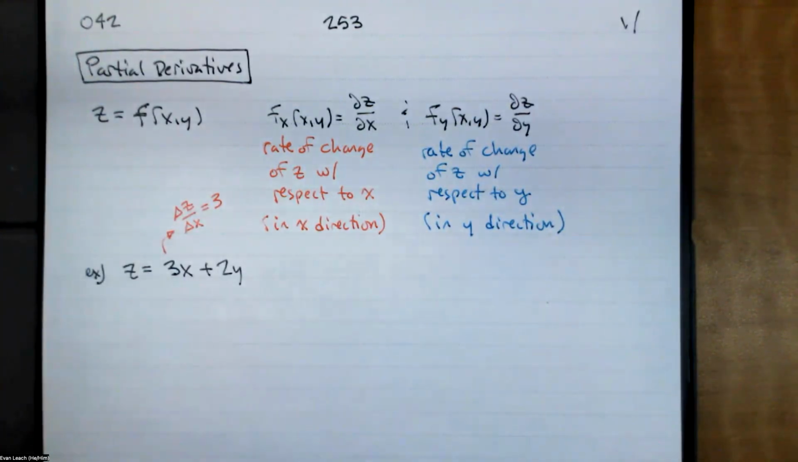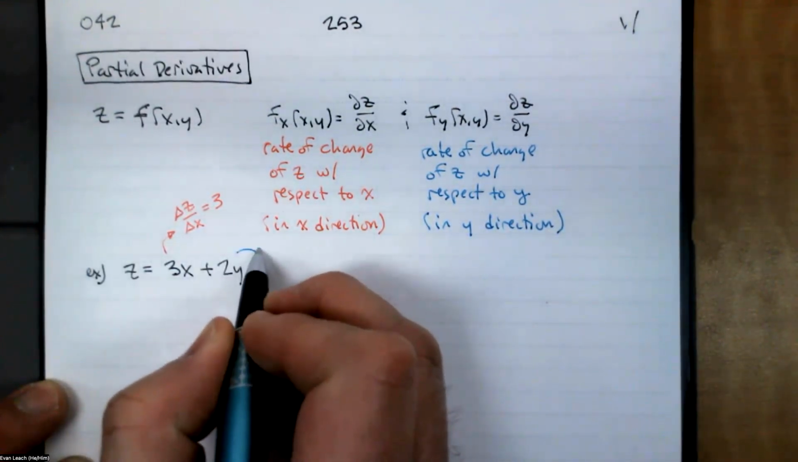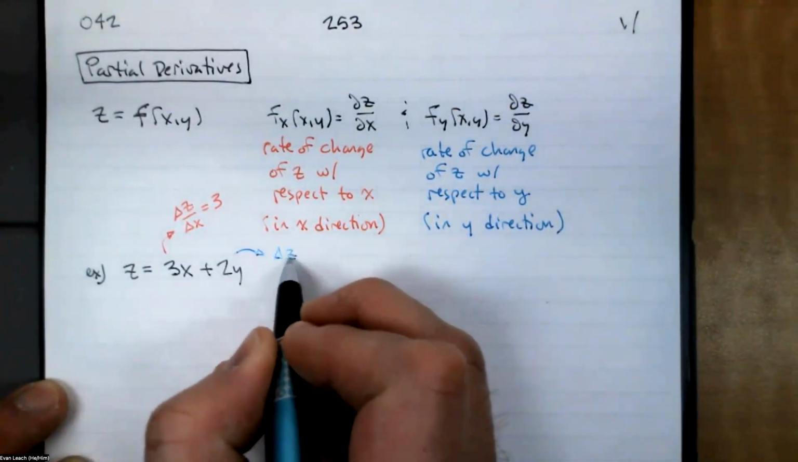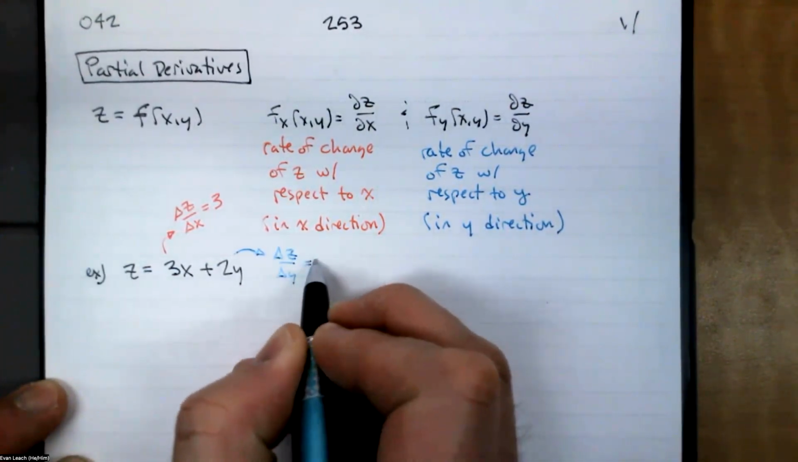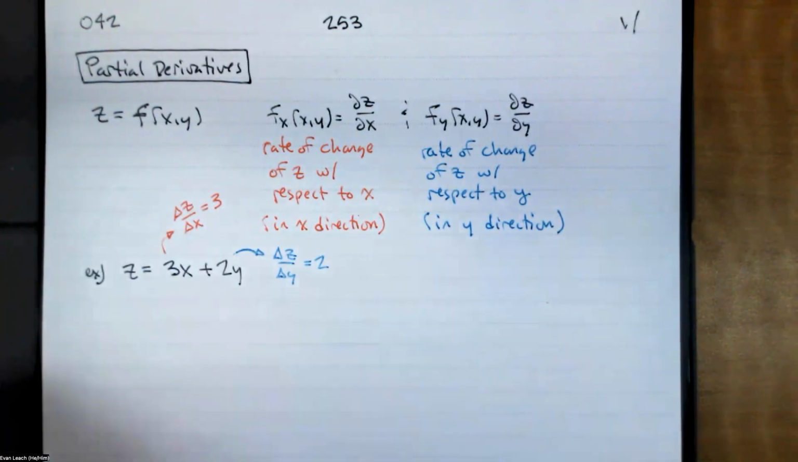And then we can see this 2 is our rate of change of z with respect to y. So I'll say delta z over delta y is 2. When y increases by 1, z increases by 2. For delta z over delta x, if x increases by 1, z will increase by 3. We know what this looks like. This is a plane. It's going through the origin with these 2 slopes.